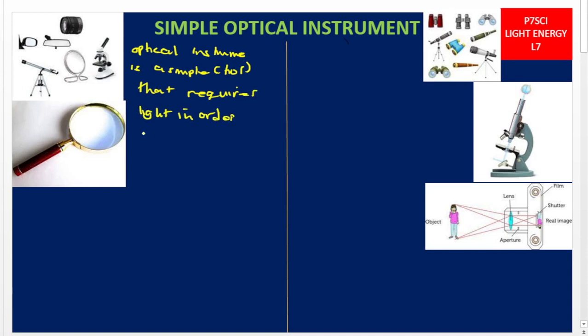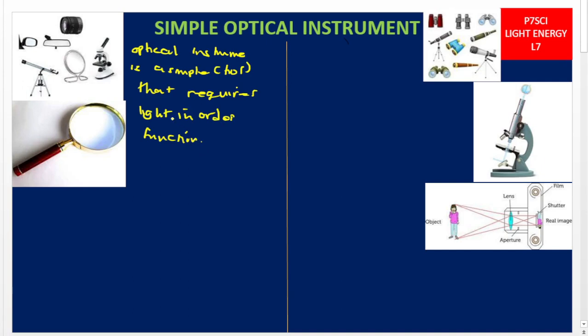For example, our eyes. If we are in darkness or if light is not there, our eyes cannot function properly. Therefore, our eyes become an optical instrument. My dear learner, I'm repeating: an optical instrument is a simple instrument that requires light in order to function.